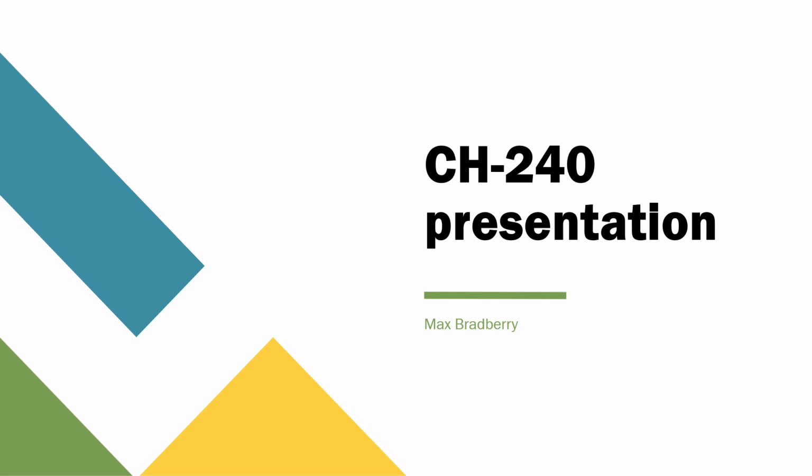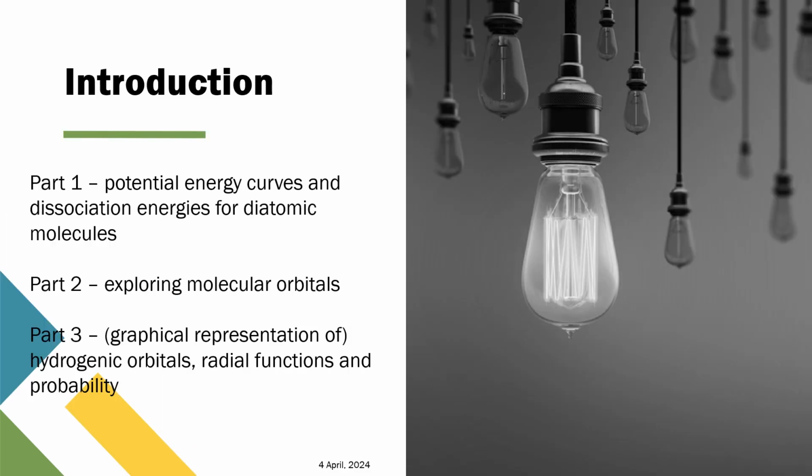Chemistry can be used to accurately predict and visualize the electronic and spatial structures of a multitude of molecules, as well as modeling the reactions between them. In this three-part experiment, it will be used to plot potential energy curves and find dissociation energies for diatomic molecules, as well as exploring the molecular orbitals of molecules and graphically representing hydrogenic orbitals, radial functions, and probability graphs.